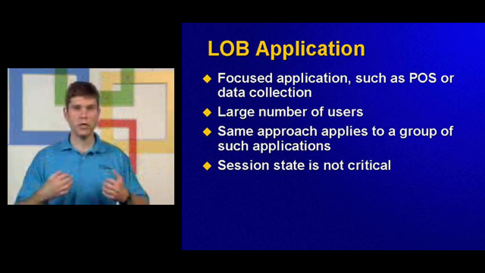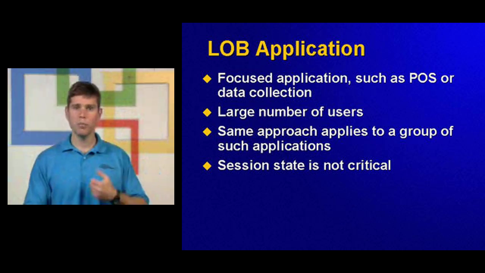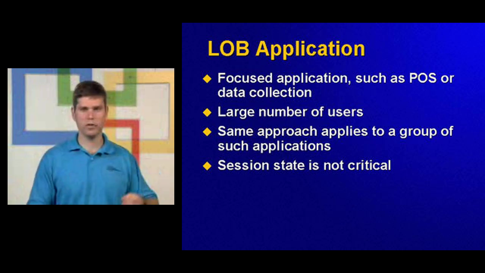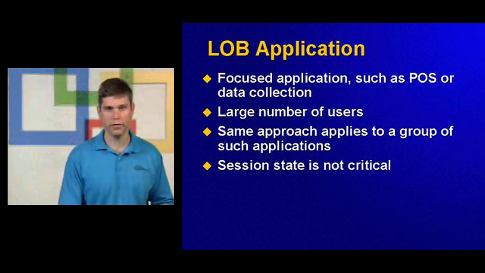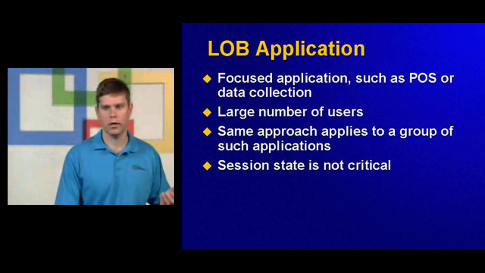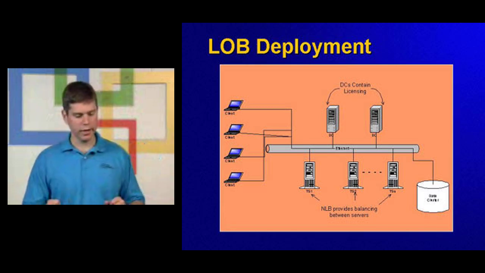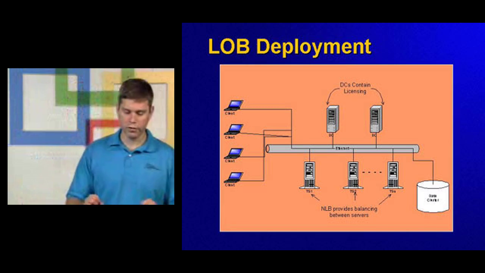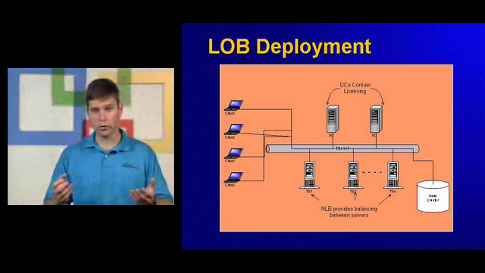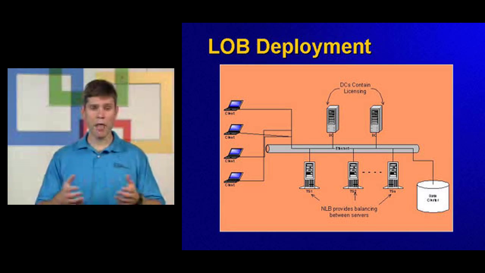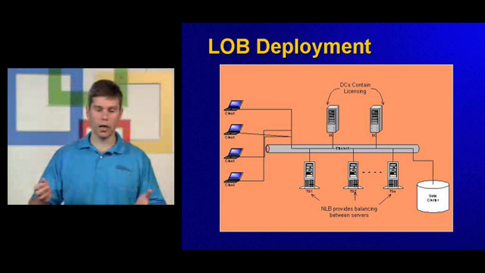Now, this is specifically talking about a line of business application, but the same approach would apply if you've got a group of such applications. Maybe there's a point of sale and a time tracking application that's used by a variety of users on a sales floor. I envision that looking something like this. You've got your couple of DCs up there, of course, and that's where your licensing would reside. Your clients connect into this, and then a group of terminal services, some number of them.